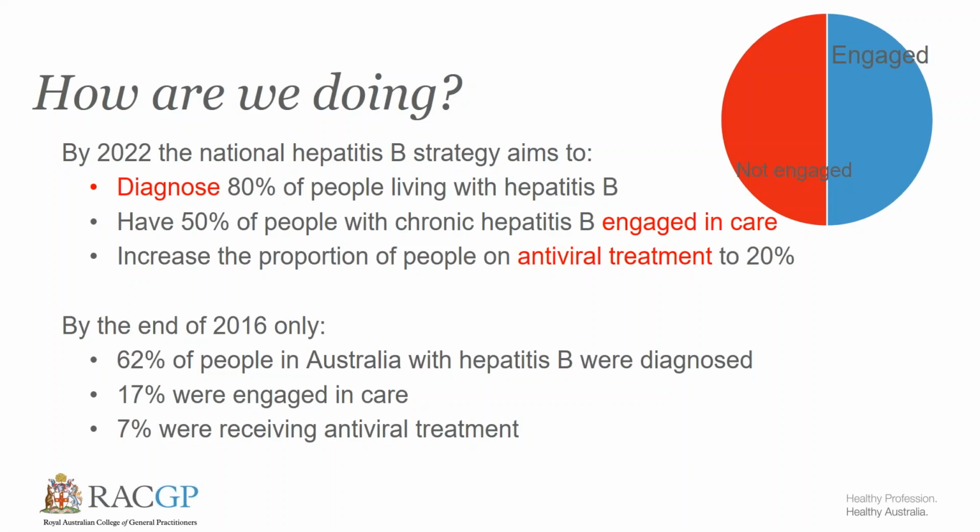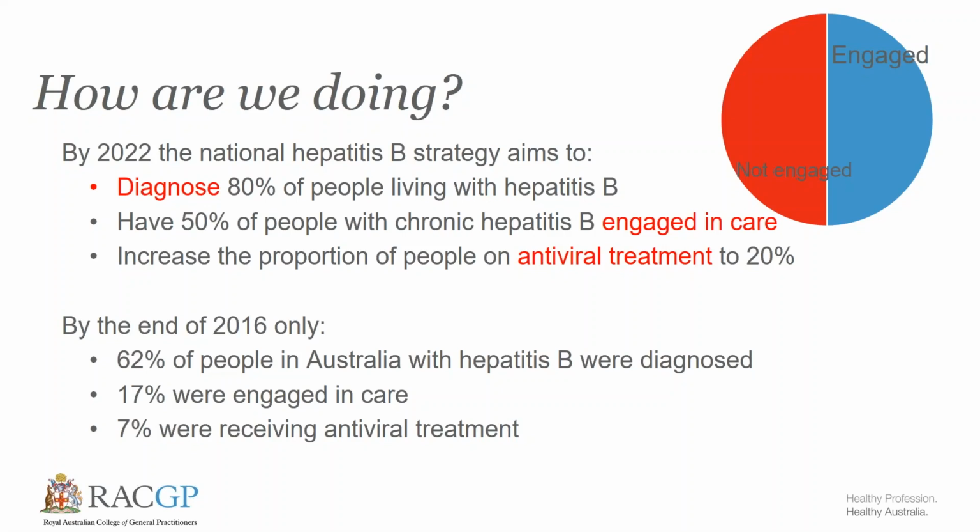Hepatitis B is definitely very different to hepatitis C, where we want to treat everyone with antivirals. For hepatitis B, it's recognised that only between 15 to 20% of people will need antivirals at any one time. So that's the target, to get 20% on treatment, which is thought to be a desirable level of antiviral treatment.